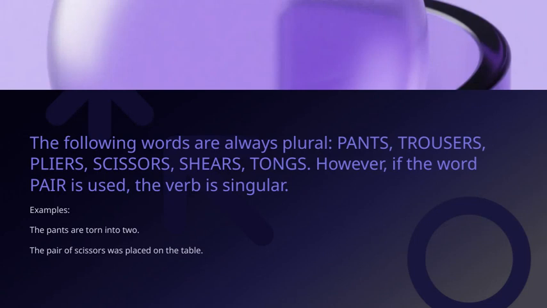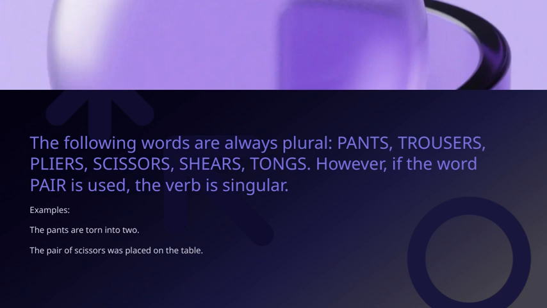On this slide, I want to draw your attention to 2 key points. First, notice that we say the pair of scissors was placed on the table. Here, because we're referring to a pair, the verb is singular, even though scissors is plural in form. It's important to remember that when we talk about a pair, like scissors, pants, or tongs, the noun takes a singular verb.